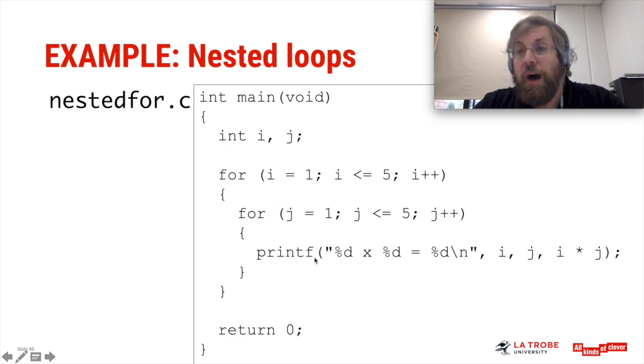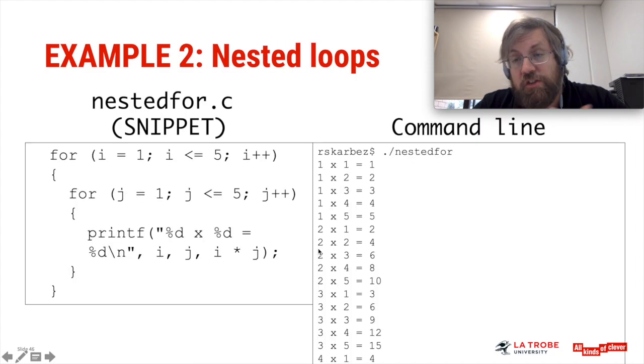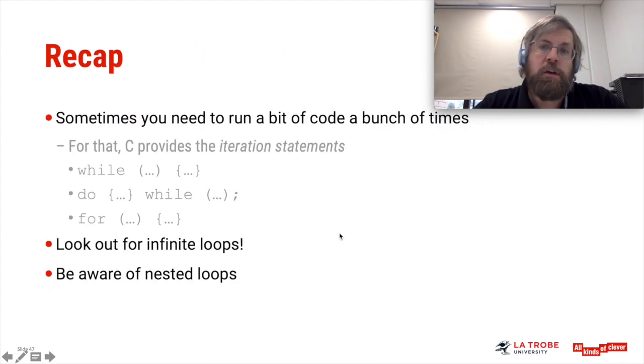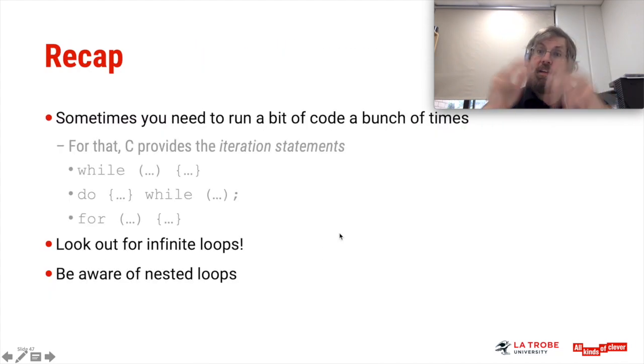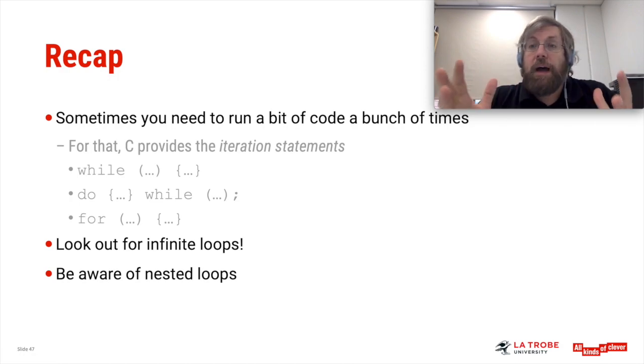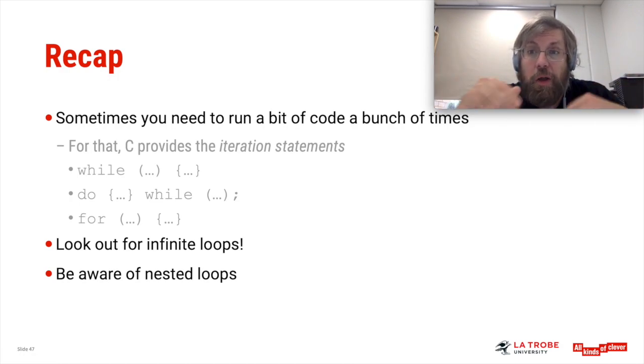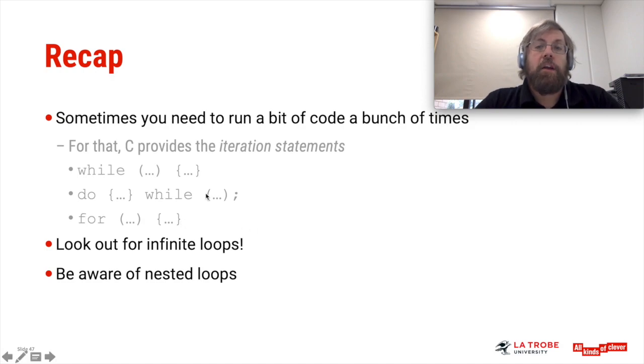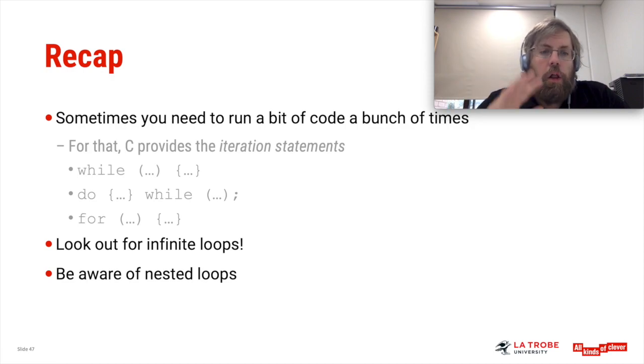So to recap this video, sometimes you need to do a bit of code a bunch of times. And in order to do that, C provides the iteration statements, which are while, do while, and for. Look out for infinite loops. That's not a huge problem most of the time if you're using for, but if you're using while or do while, you need to be careful. You need to make sure that you're updating your loop test every iteration.